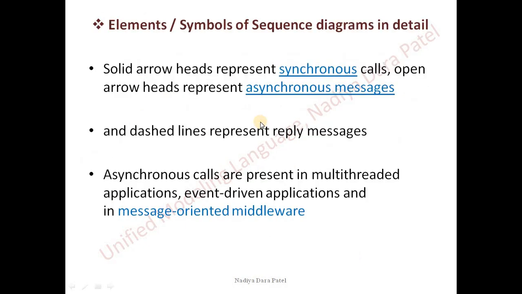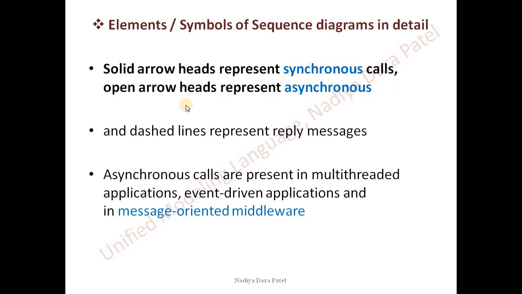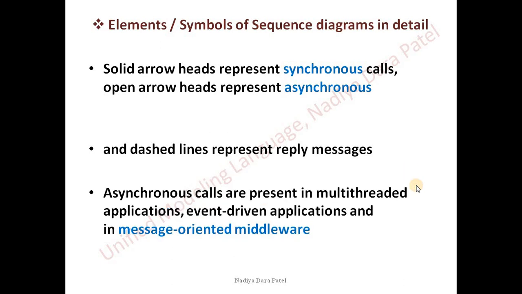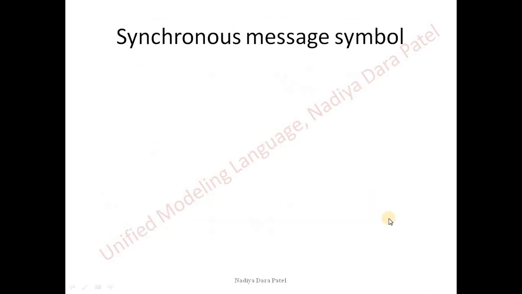Now let us proceed and see some more things about synchronous and asynchronous calls. As I told you, make use of solid arrowheads for synchronous and open arrowheads for asynchronous, dashed lines to represent reply messages, and only synchronous messages will have replies. Asynchronous ones will not have replies, and they will not even wait for the reply, they'll go on interacting. Asynchronous calls are present in multi-threaded applications, event-driven applications, and in message-oriented middleware.